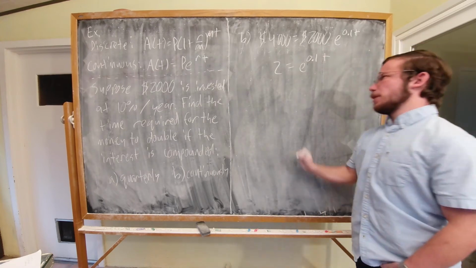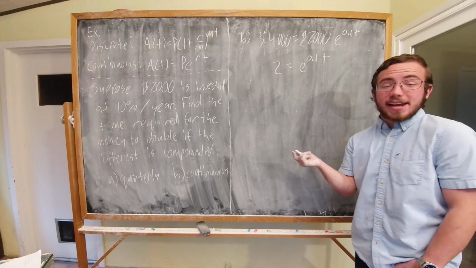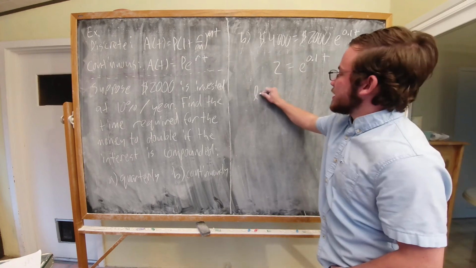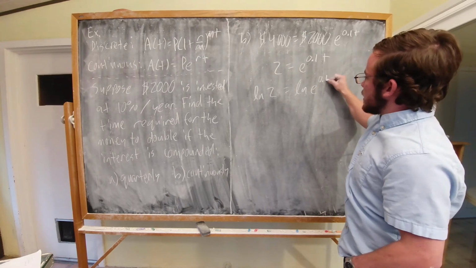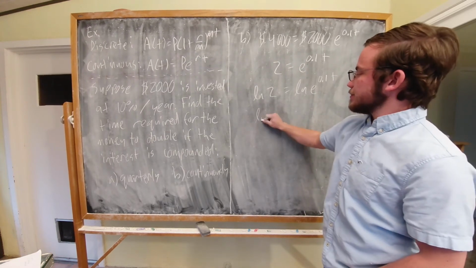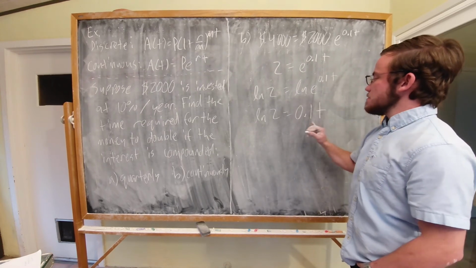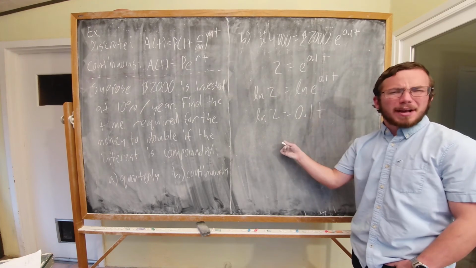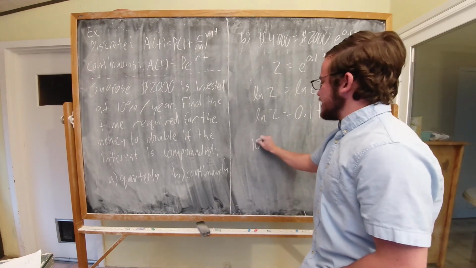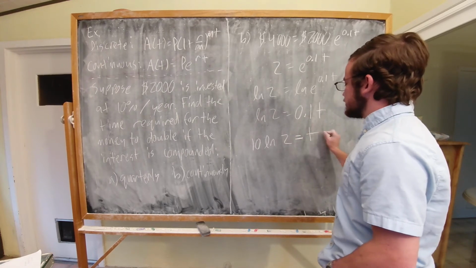And now we're working base e. There's only really one base that makes sense to choose, and it's the natural logarithm. We get that the natural log of 2 is equal to the natural log of e to the 0.1 t. This side just becomes 0.1 t. Let's divide both sides by 0.1, which is the same as multiplying by 10. We get 10 times the natural log of 2 is equal to t.